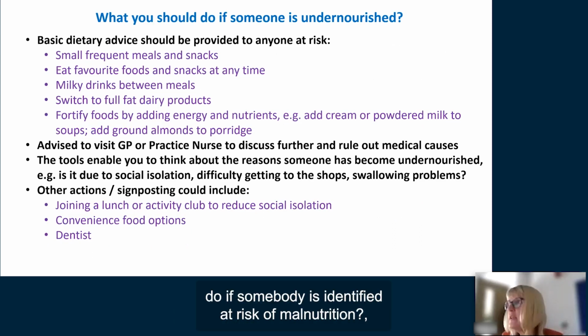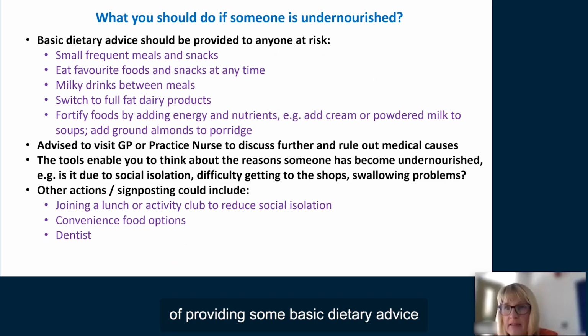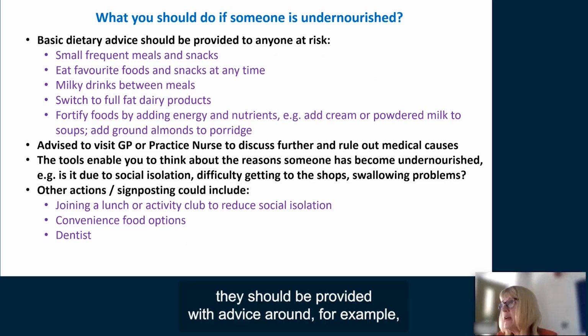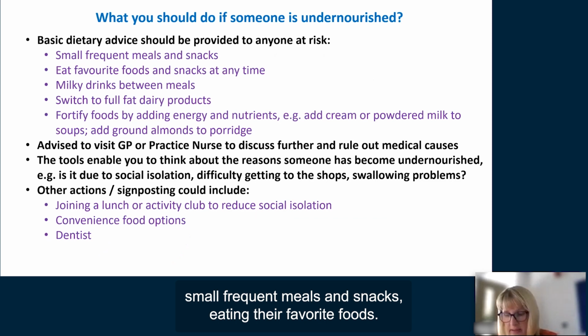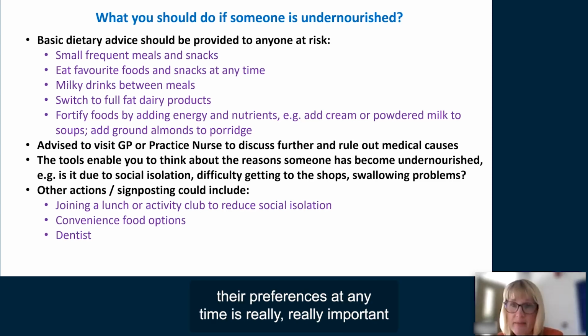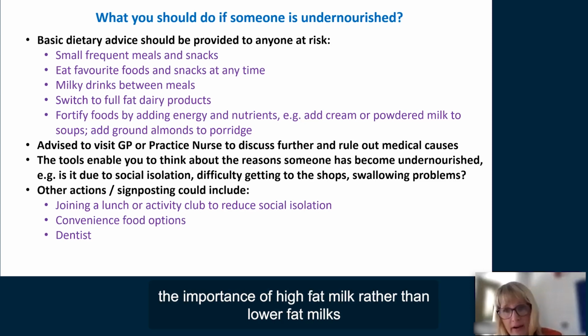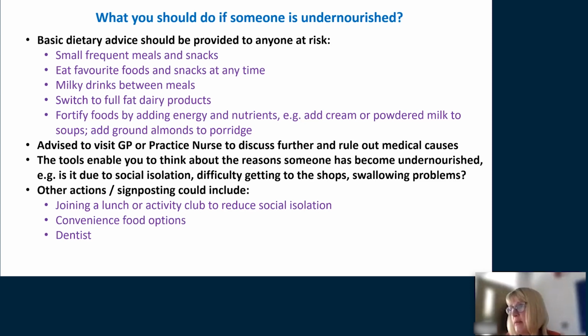So what should you do if somebody is identified at risk of malnutrition, or is indeed undernourished? In terms of providing some basic dietary advice, they should be provided with advice around, for example, providing small frequent meals and snacks. Eating their favourite foods. We know that providing older people with their preferred foods, their preferences at any time, is really, really important. Milky drinks between meals, and also it's important that we stress the importance of high fat milks rather than lower fat milks.